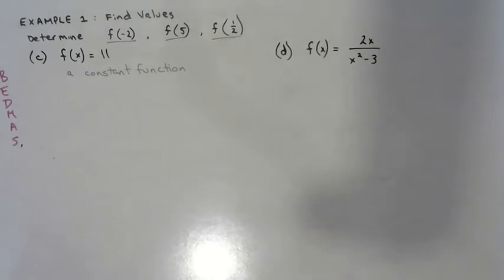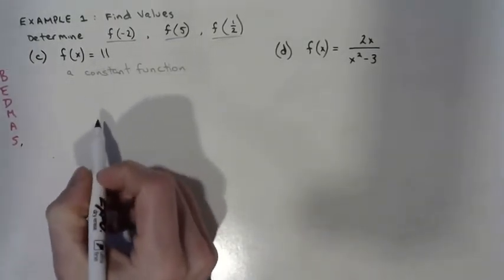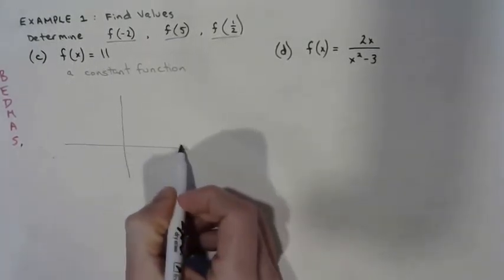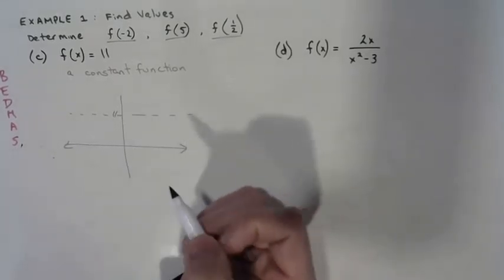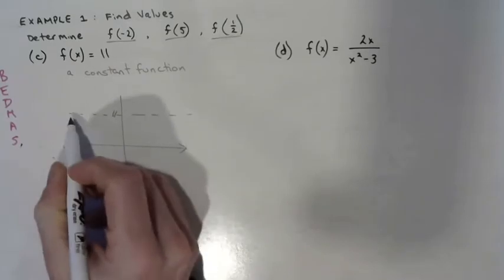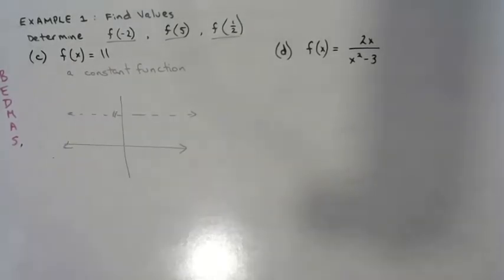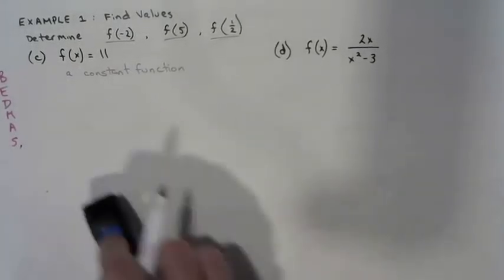So this is a constant function, never changes. It's actually just a straight line at y equals 11. Because no matter what x is, the value of the function is 11. Okay, constant function, straight line, horizontal line.